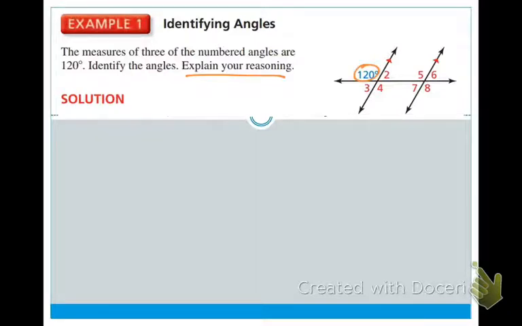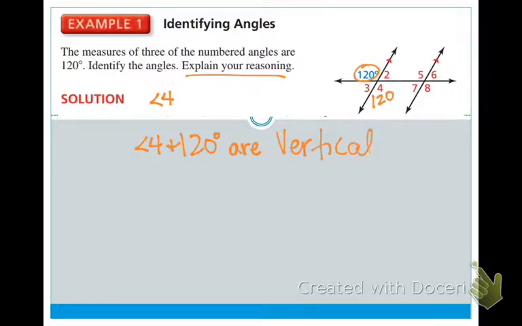So we'll start with 120. I'm just going to go down the list of angles that are congruent. Is there a vertical angle with 120 degrees? Yes, what angle is that? 4. So you're going to say angle 4. I'm just going to list down here why. Angle 4 and 120 degrees. What relationship do they have? Vertical. They're vertical. So angle 4 and 120 degrees are vertical angles. So that's the first one.